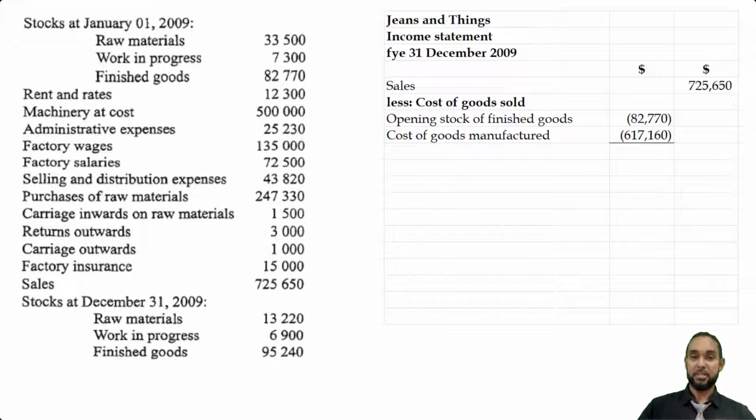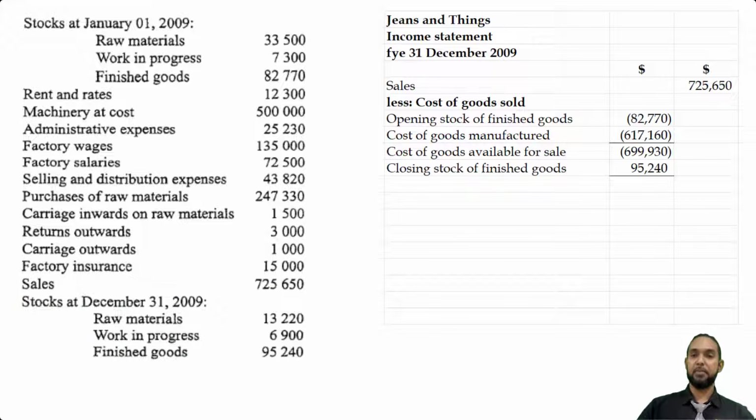When we add it to opening stock of finished goods, we are going to get the cost of goods available for sale. Now we will subtract the closing stock, which is 95,240. So we're going to put that there. That's going to give us a cost of goods sold of 604,690. Subtracting that from the sales figure is going to give us a gross profit of 129,60.